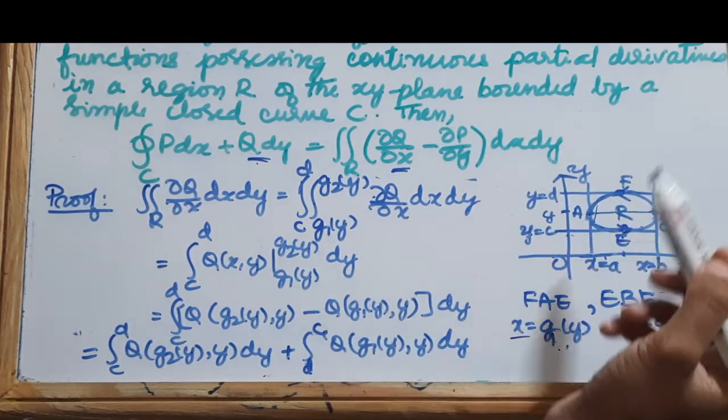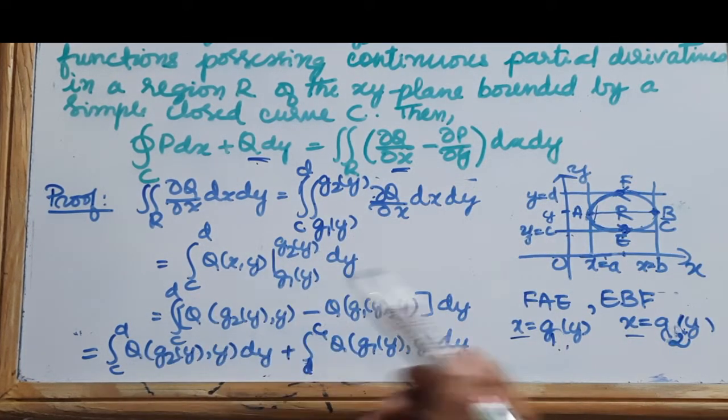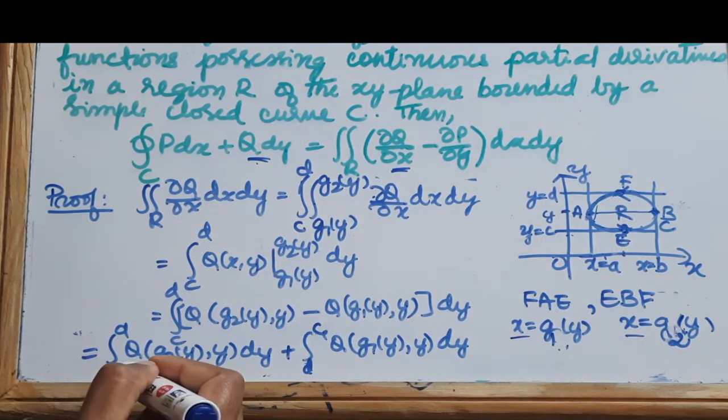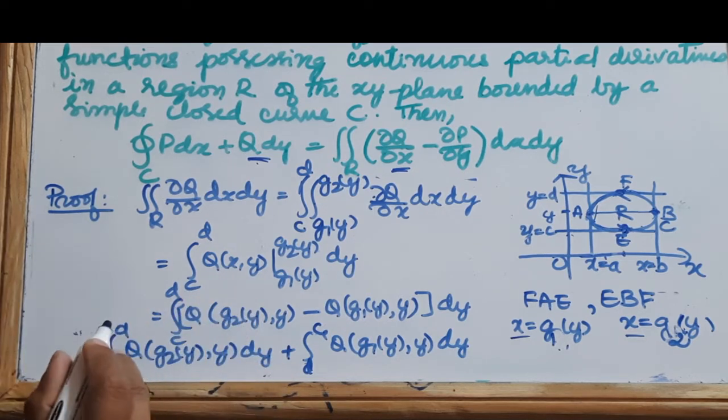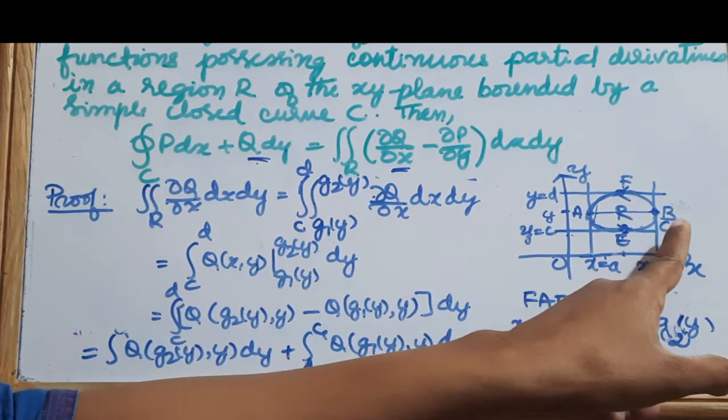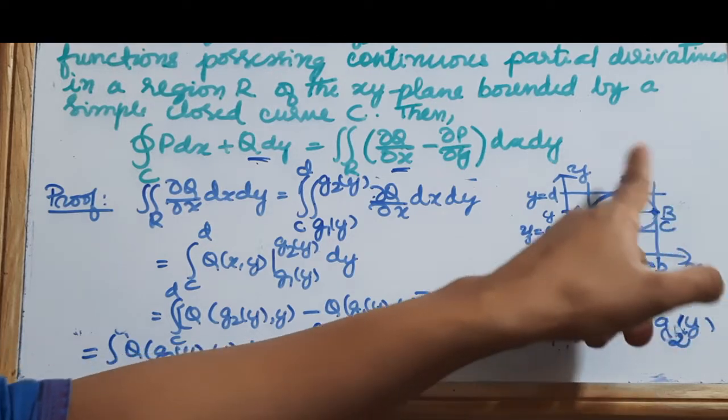That is correct for us. g2, where is it going? g2 is starting at y equal to c and going till y equal to d. Therefore, for g2 also this is correct. Therefore this is nothing but integral c to d of q of g2 of y, and this is the curve EBF.